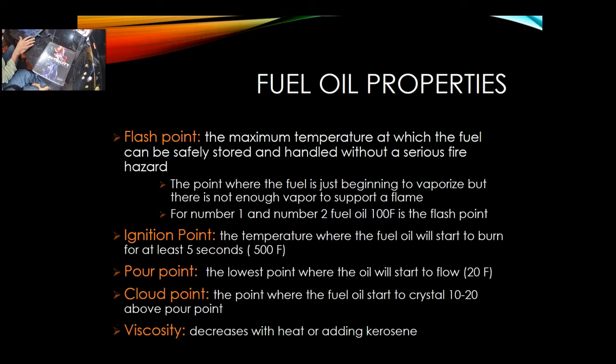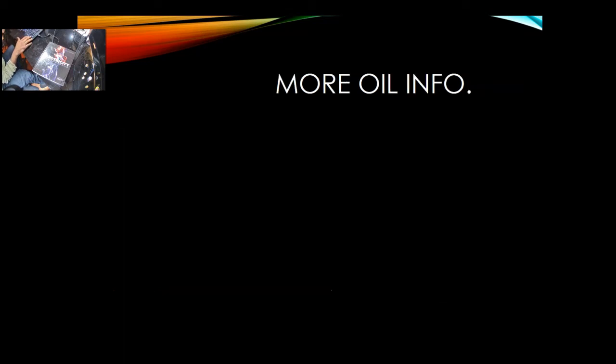Viscosity is a property of the material, and it's kind of like how fluid it is and how viscous it is. Viscosity decreases with heat and adding kerosene. So less viscous means more fluid, more liquidy, and high viscosity means very thick and gooey. So it decreases with heat or adding kerosene to the oil.